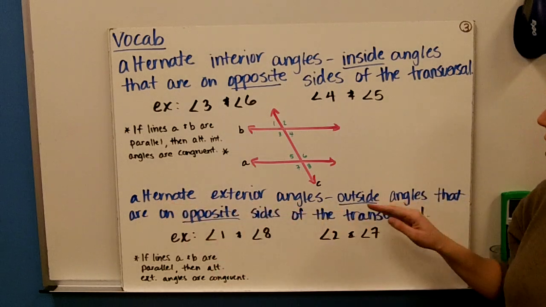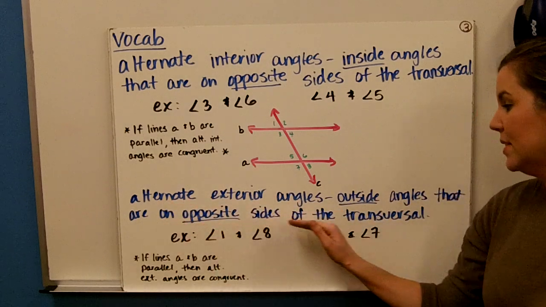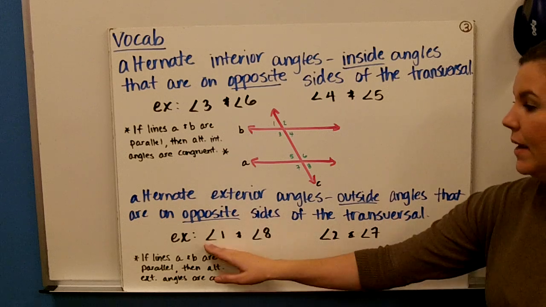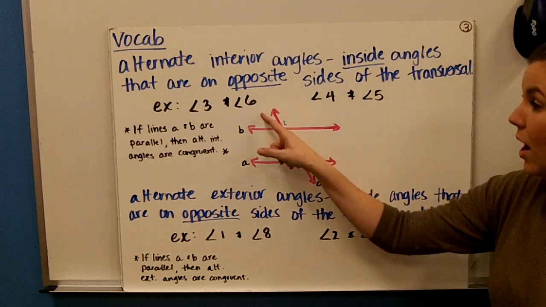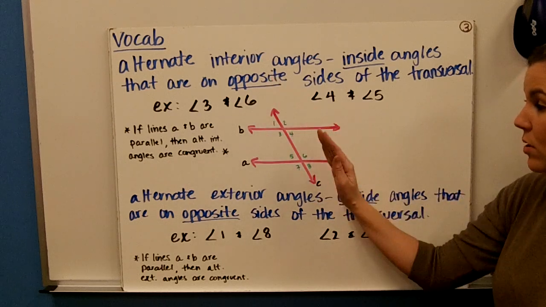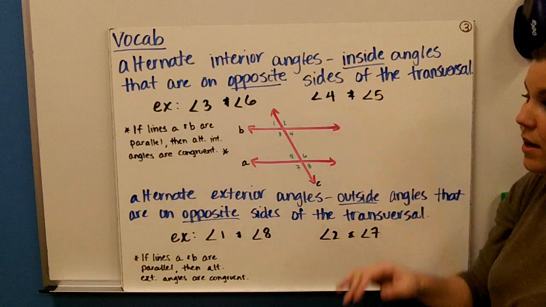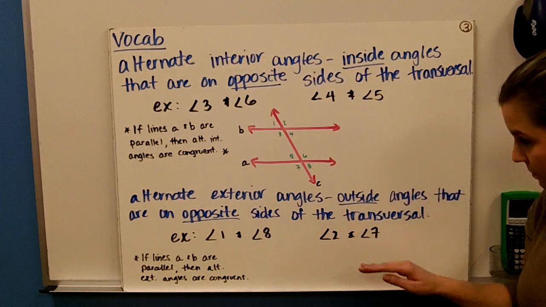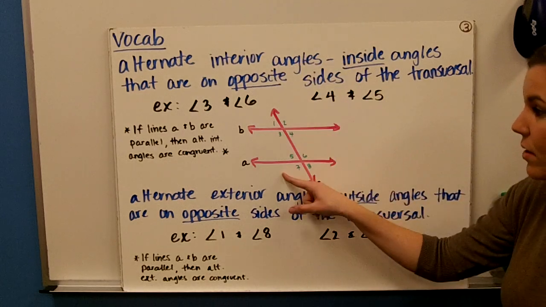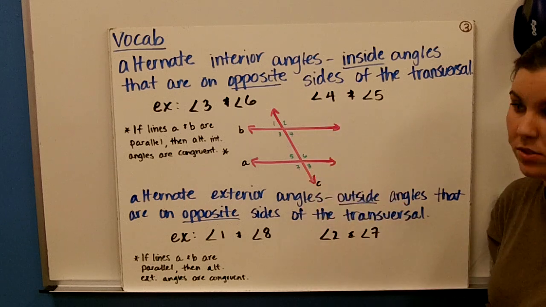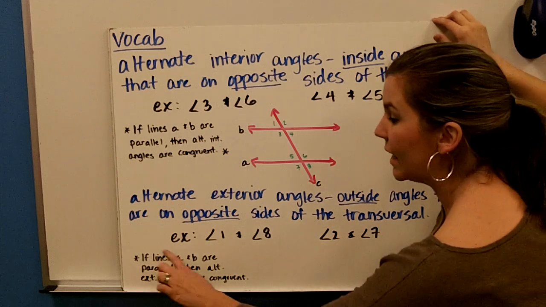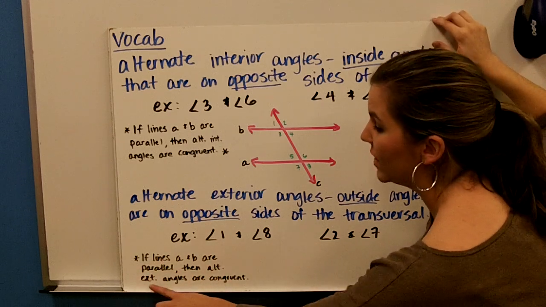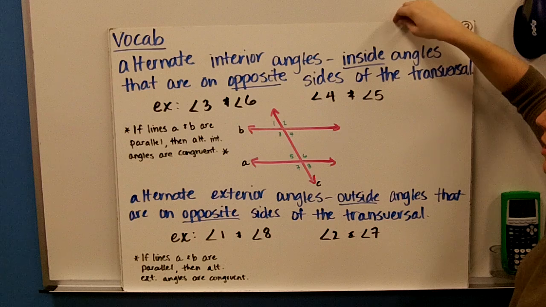Alternate exterior angles are outside angles that are on opposite sides of the transversal. Angle 1 and angle 8 are on opposite sides of the transversal, and they are outside of lines A and B. Angle 2 and angle 7 are on opposite sides of the transversal and outside of lines A and B. Again, if lines A and B are parallel, then alternate exterior angles are also congruent.